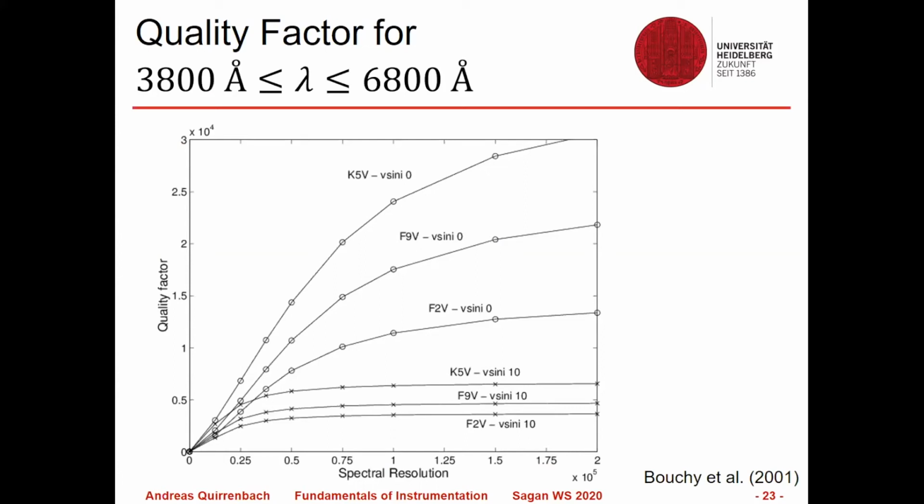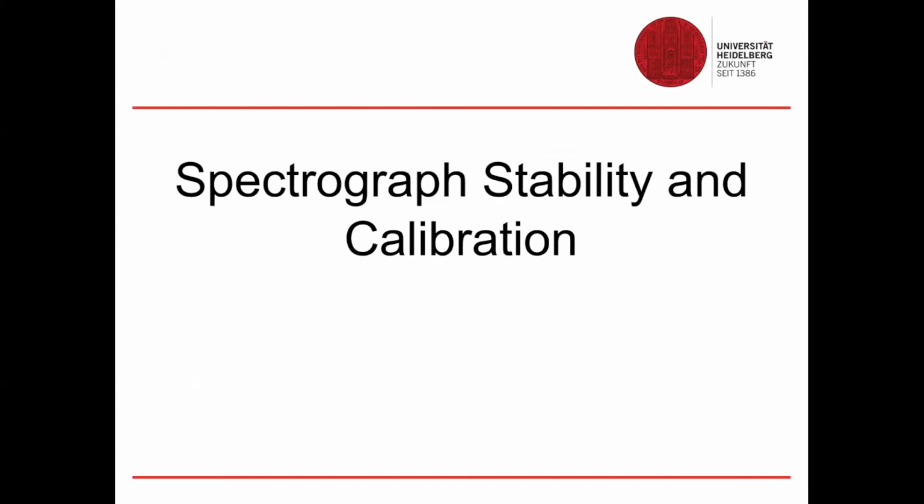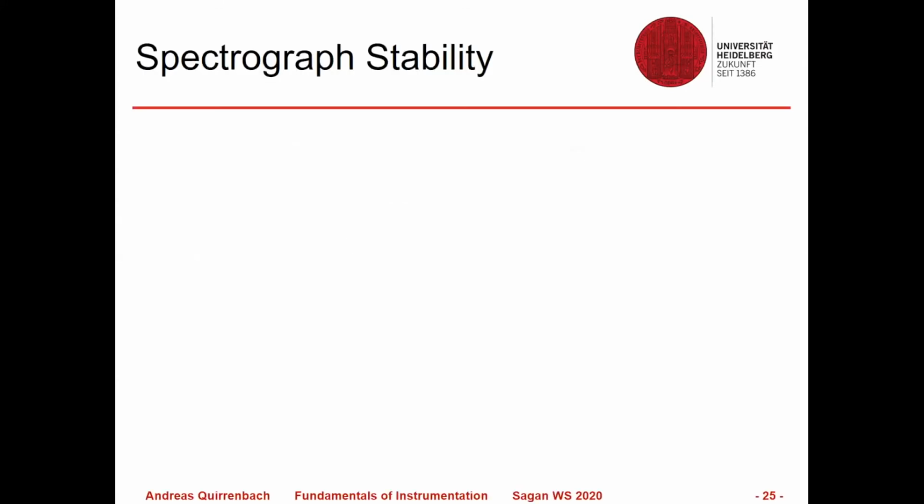And what is important to notice is that you typically need a resolution in this region of 100,000 to get the optimum results. There these curves flatten out, depending also on the rotational velocity of the star. It doesn't pay off to try to have a resolution that is higher than about the resolution at which you just resolve the stellar lines. So now the next thing to consider is the spectrograph stability.